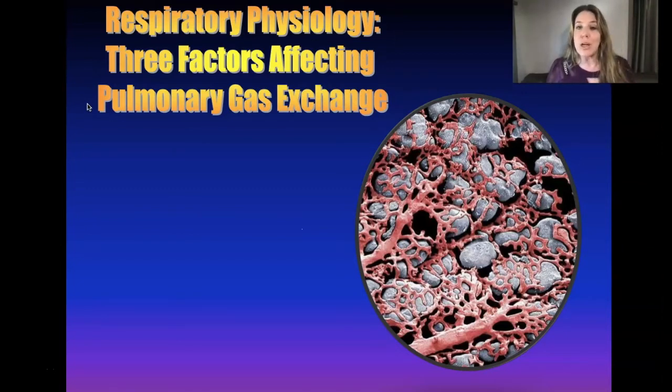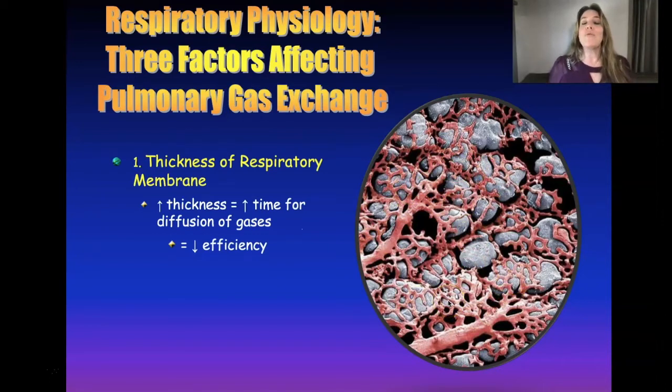So let's take a look at these, and you'll see here a scanning electron micrograph showing alveoli and how that surface area of air exchange is increased by all those alveoli, as well as gas exchange from all these branches of these capillaries. So starting off with number 1, the thickness of the respiratory membrane.